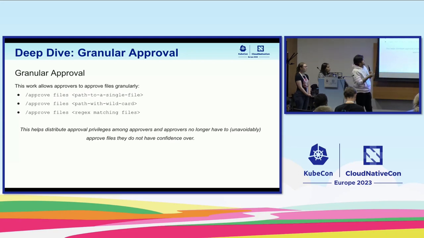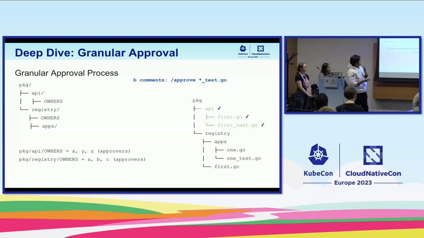So what we are working towards is a granular approval mechanism where you can do slash approve files and approve a single file only, or approve a set of files that match a particular regex, or just a particular directory if you want to. This breaks down approval privilege among a set of folks and gives more confidence to people with a certain set of expertise. What that looks like is something like this.